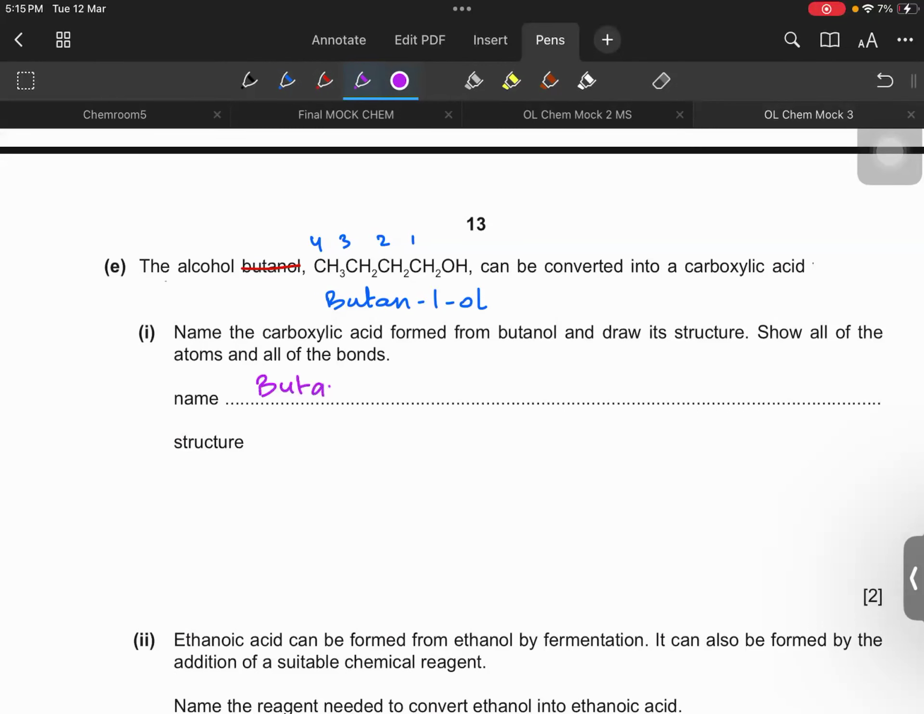Butanoic acid. How should I draw it? First, draw the functional group COOH, with the carbon having a double-bonded oxygen. Don't forget to properly show the OH bond. Now what should I do? Then add three more carbons below, and the atoms.